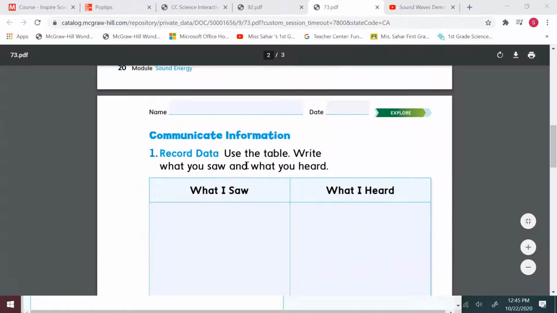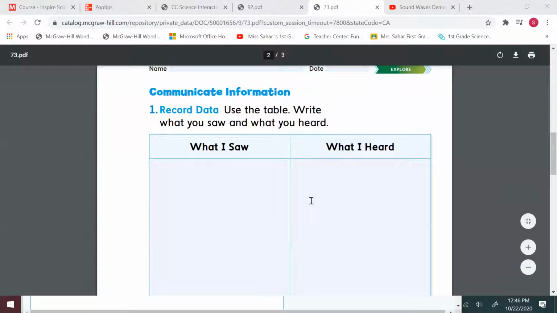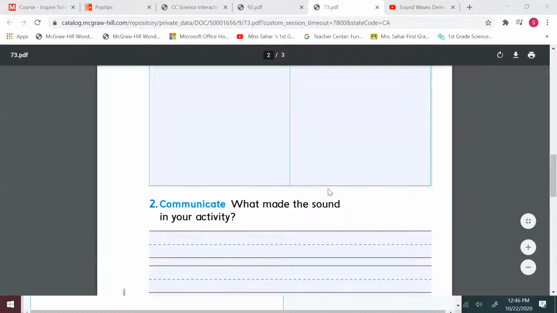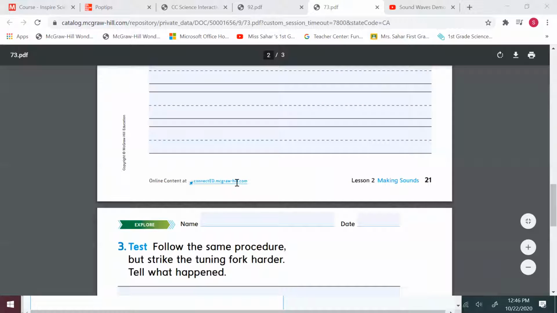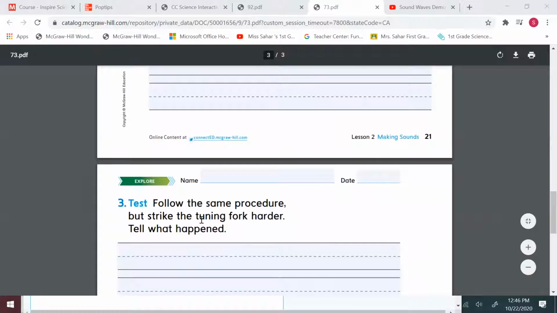So let's just take a look at the question first. We're gonna record your data. You're gonna record the information you observe or watch. Use the table to write what you see and what you heard. So you're gonna write here what you saw and what you heard when we watch the video. And then we're gonna answer this: what made the sound in your activity? Again, when we play the video, I just want you to know what question you have and what you need to know in order to answer your question.